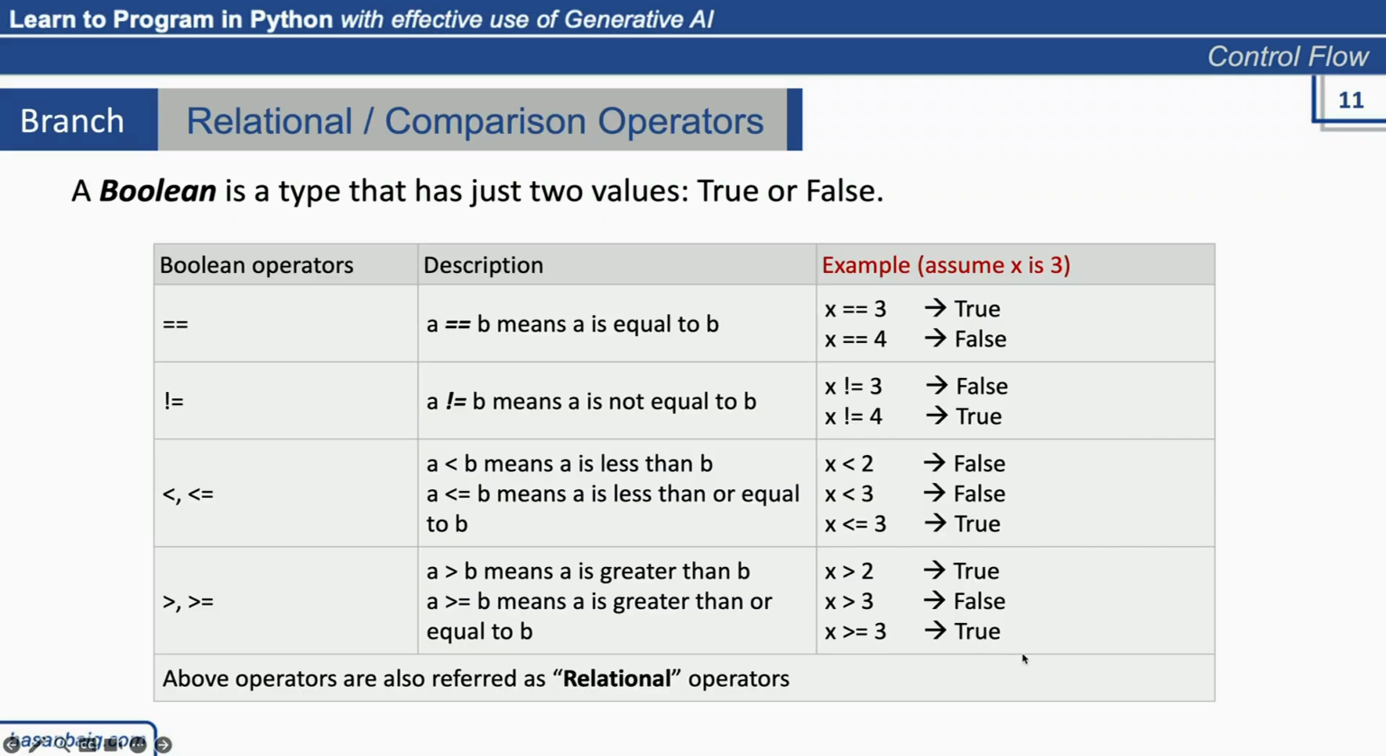Okay? Any question here? These operators are also referred to as relational operators because we try to check the relation between the two operands, whether A is equal to B, or A is greater than B or less than B. So we are trying to check the relation.